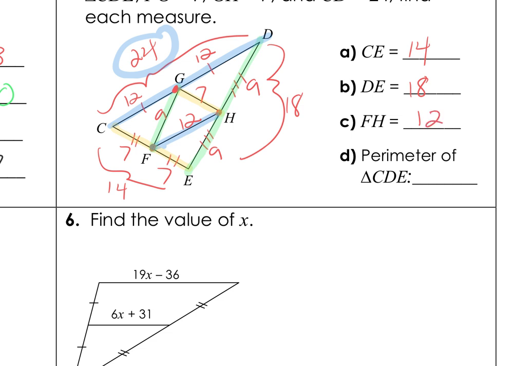Now, one thing that we haven't discussed is perimeter. Perimeter would just be adding up all my sides. So I would just be adding up C to D plus D to E plus E to C. So it's going to be 24 plus 18 plus 14. That's how we're going to get that perimeter. So we add up all the sides and it comes out to be 56.